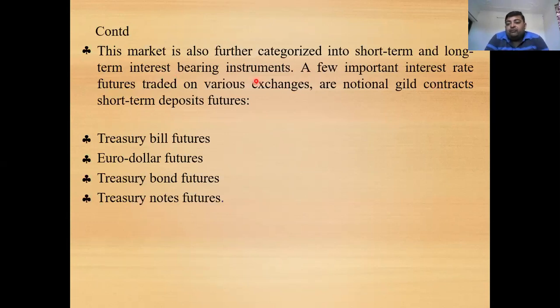Now, as we know, in the stock market there are two types of interest-bearing instruments. First is the short-term interest-bearing instrument, and the other is the long-term interest-bearing instrument. Short-term instruments are generally for a period of 1 year or less than 1 year.